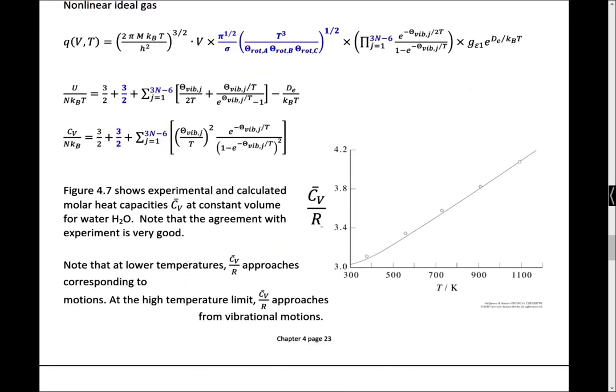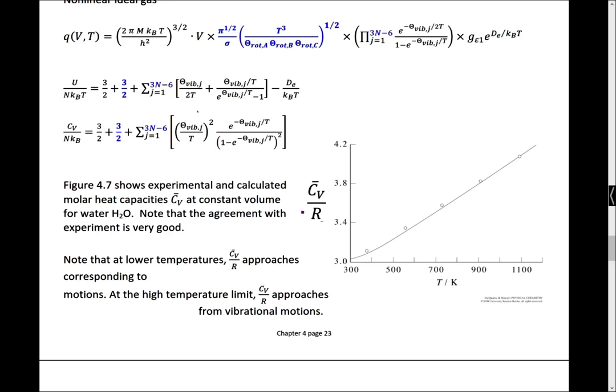I did want to close out by looking at this very quickly. This is looking at water. This is the heat capacity referenced to R. This is what we would calculate assuming the ideal gas with the partition functions that we've introduced. Here's our experiment. What we can see is that we're doing a good job of describing the experiment. So that says what we're doing makes some sense.